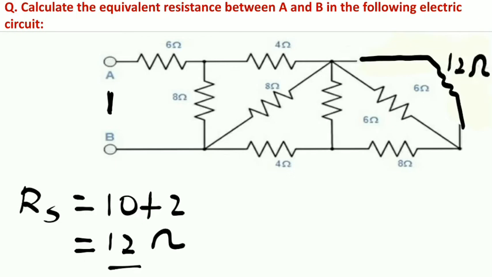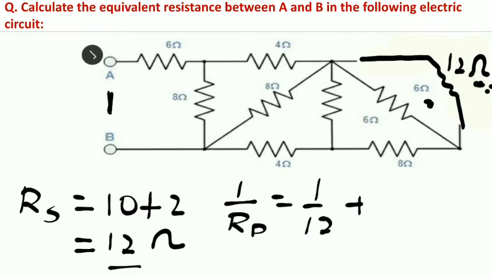Now this 12 ohm and this 6 ohm are in parallel. How do we calculate the resultant of resistors in parallel? We will take 1 upon RP equals 1 upon 12 plus 1 upon 6. One is 12, another is 6. The LCM will be 12, and this will be 1 plus 2.